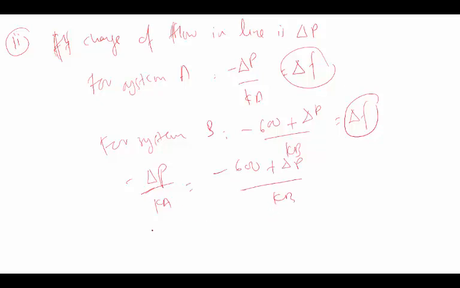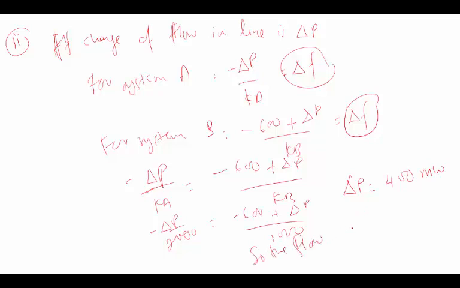Okay, we already know our KA and KB. Negative delta P over 2000 equals minus 600 plus delta P divided by 1000. So you solve these things, you get delta P equals 400 megawatts. So the flow in the line is 1000 plus 400 megawatts after the outage, meaning that it is 1400 megawatts.